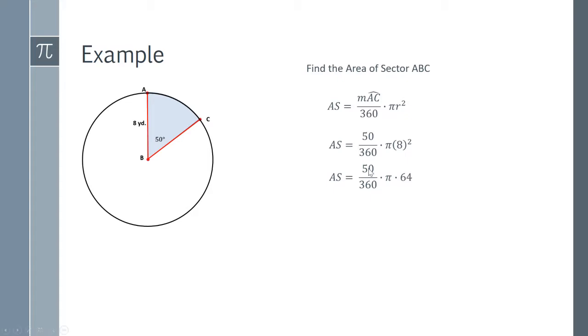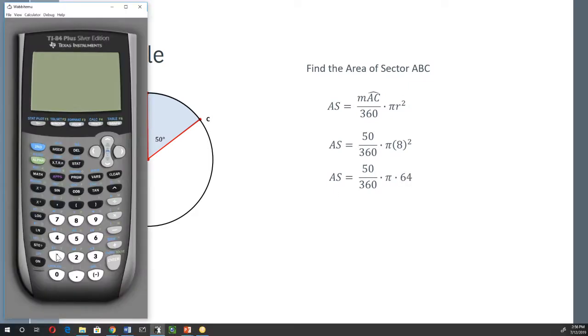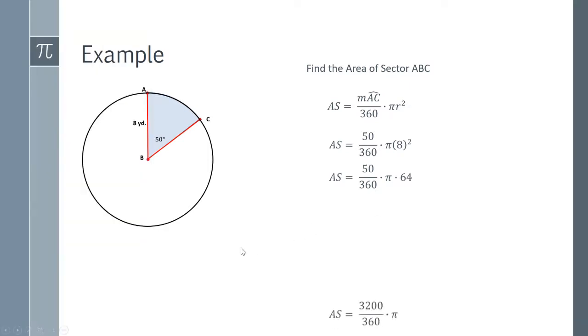What we're going to do here is multiply anything in the numerator. So 50 and then 64. Because 64 doesn't have a fraction, it's automatically a numerator. So we're just going to multiply 50 times 64. So pull out your calculator. 50 times 64. There you go. We got 3,200. So we'll end up with the area of a sector is 3,200 over 360.